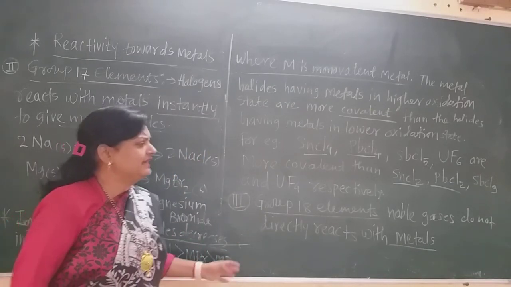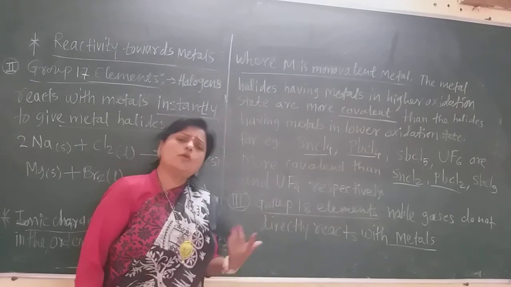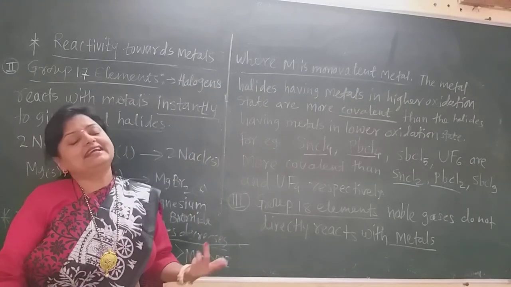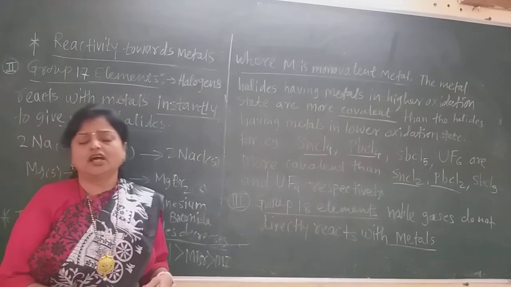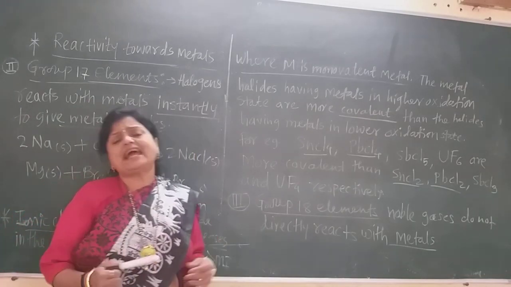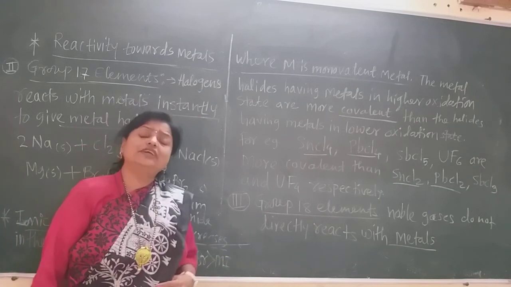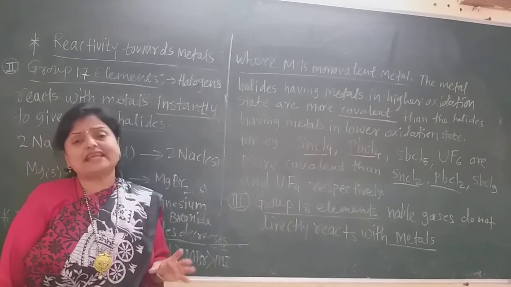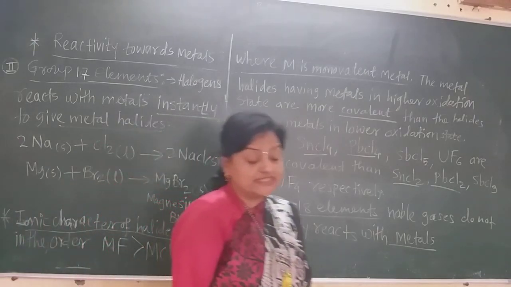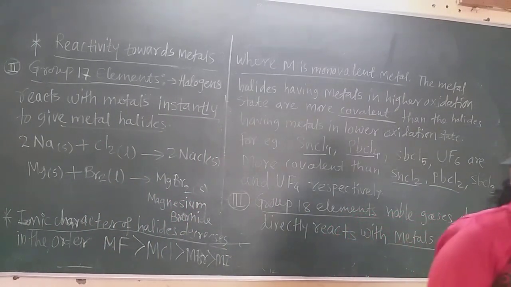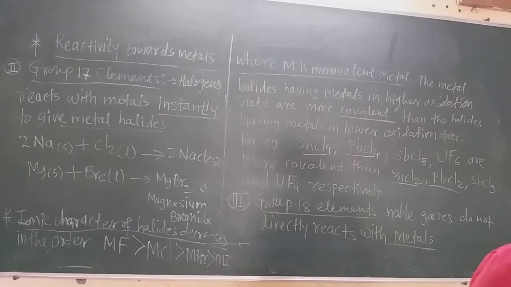And the group 18 elements are the noble gases. They do not directly react with any metal. If in a dielectric condition we react these noble gases with a metal, sometimes there may be a reaction, but directly they do not react with the metal. Now this is about the reactivity of group 16, 17 and 18 elements towards metals. Now let us see what the allotropes are.